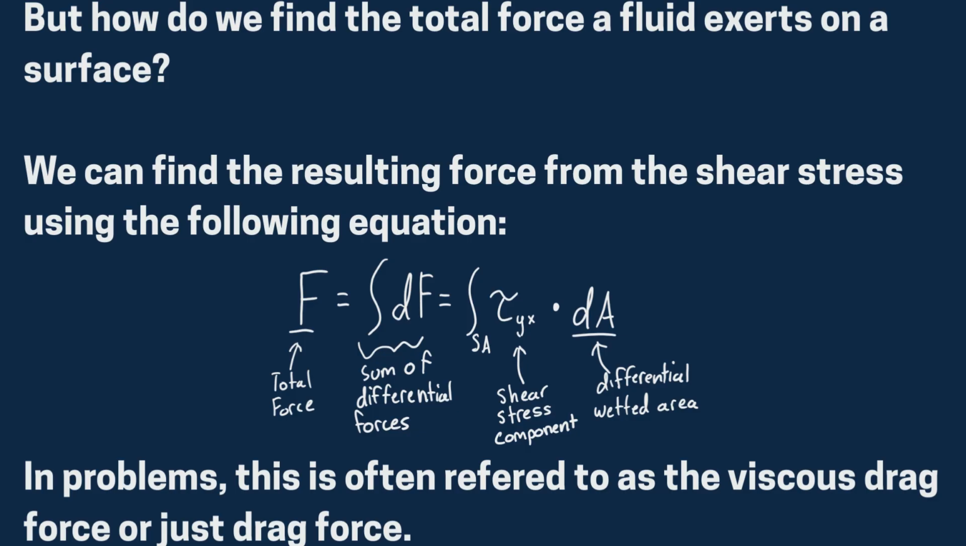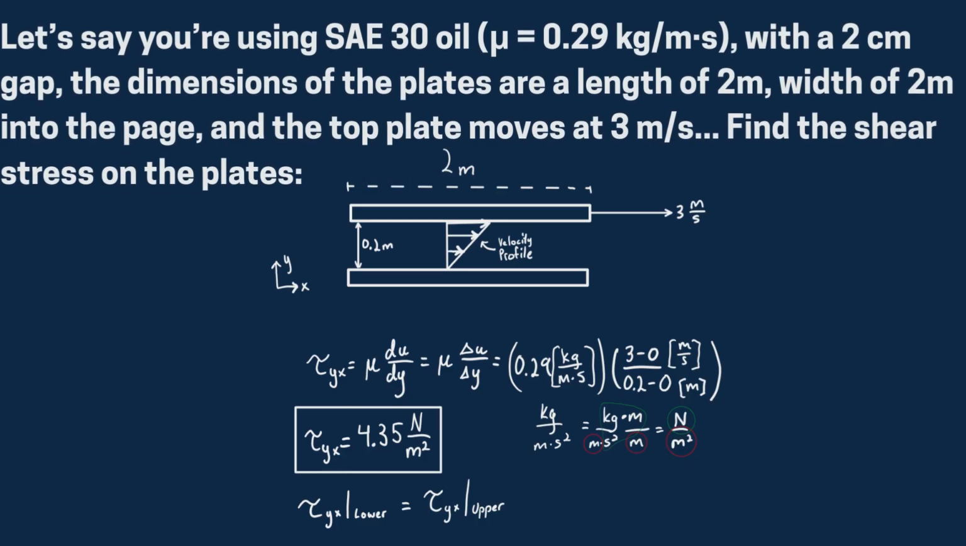Looking at the equation, we can see the total force exerted on the surface by the fluid is equal to the sum of differential forces. Think about it like forces being applied at super small points throughout the surface, and the total force is just the sum of all of them. The total resultant fluid force is found by integrating the shear stress over the wetted surface area, as seen in the surface area integral. By wetted surface area, I mean the surface area that is in contact with the relevant fluid. Let's look at an example of flow between two plates.